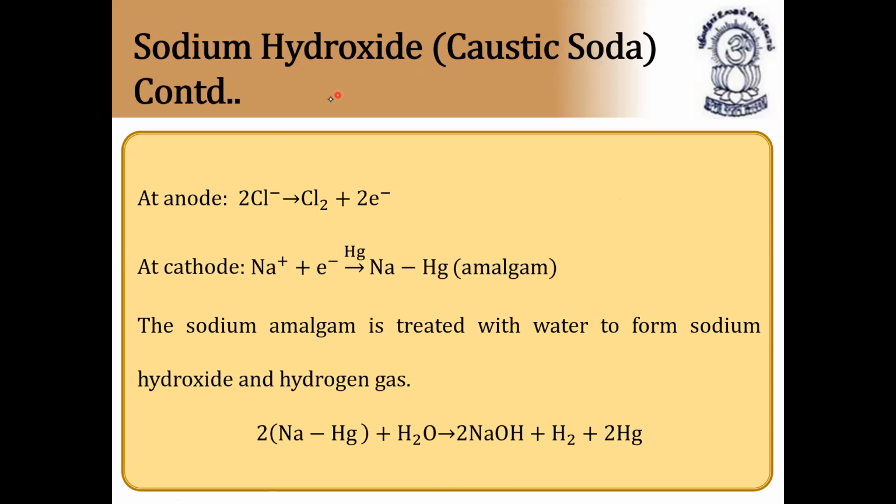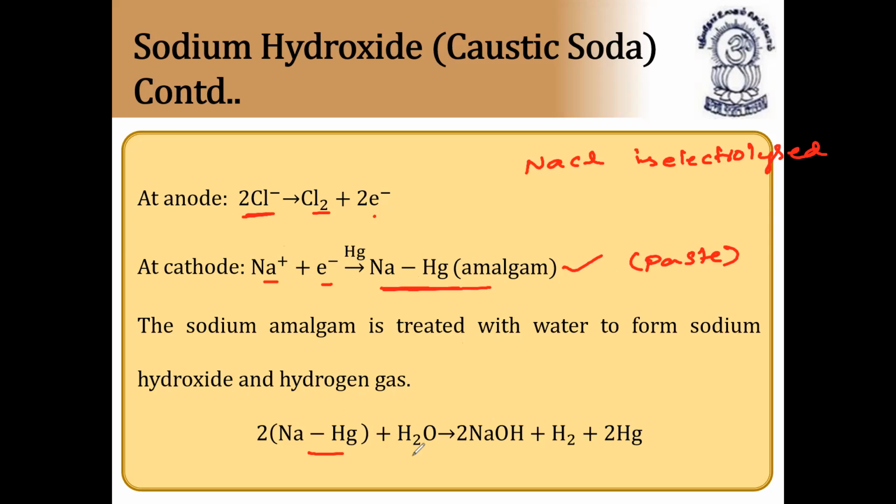Now, what happens at the anode? Sodium chloride brine solution is electrolyzed. In the outer compartments, chlorine gas is formed at the anode. At the cathode, sodium combines with one electron and forms sodium mercury amalgam, which is a paste-like structure. The mercury comes in contact with sodium and forms sodium amalgam. The sodium amalgam is treated with water to form sodium hydroxide and hydrogen gas. This sodium hydroxide is formed in the central compartment.